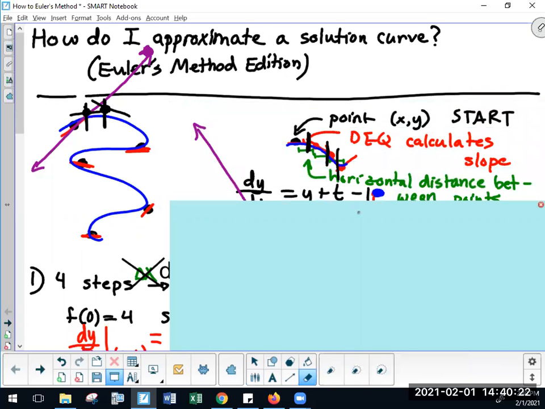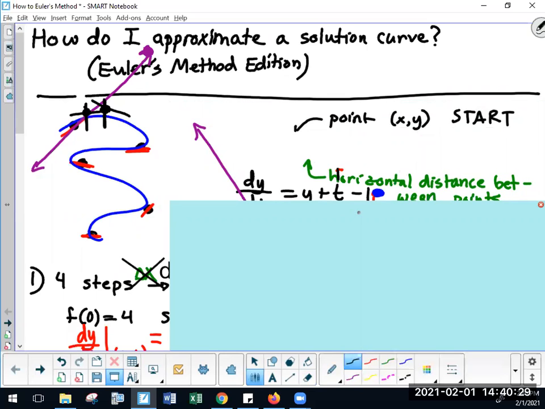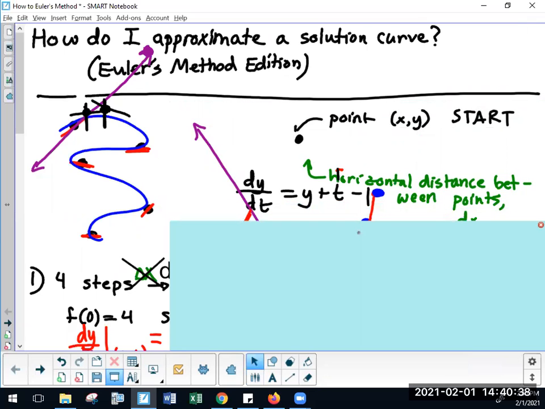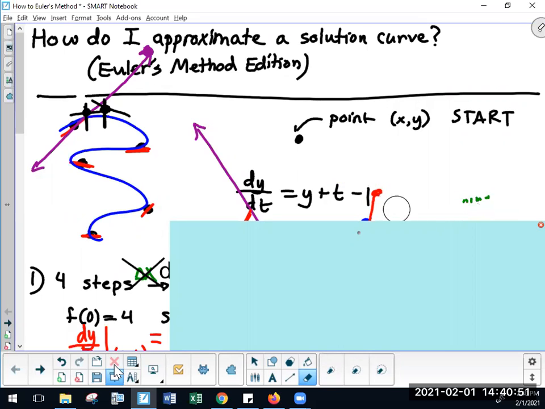So this is similar to the drawing that you had before on the video. So here's our starting point. And then let's say we're talking about this function down here. So that's the function dy/dt equals y plus t minus 1. So that's the one we're interested in. And we've got a starting point. So we have no idea what this thing is doing.